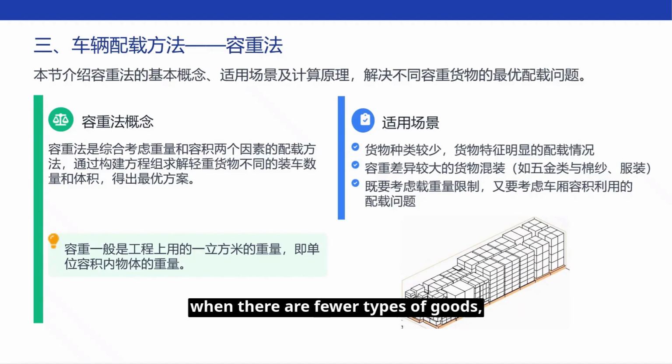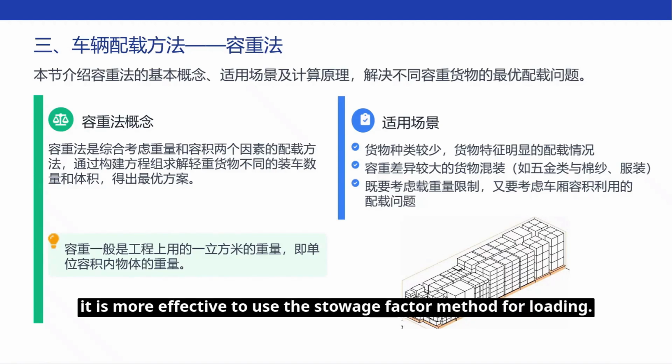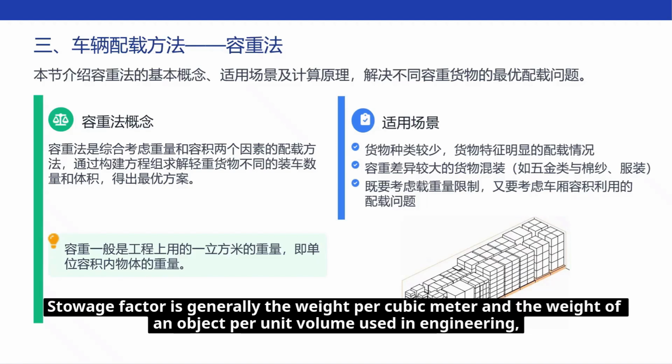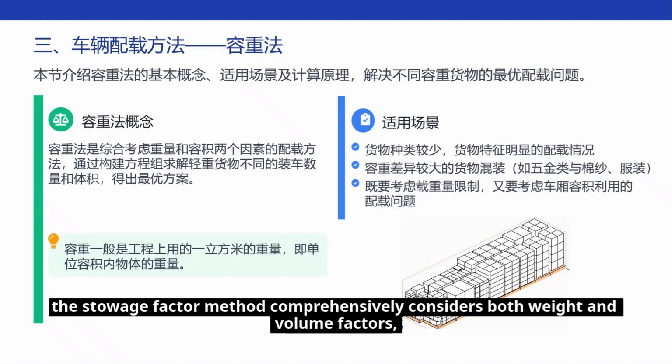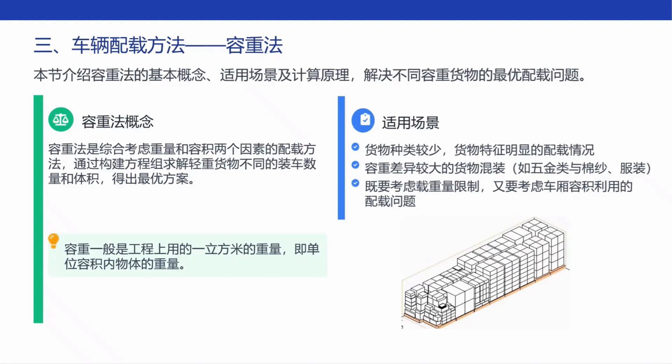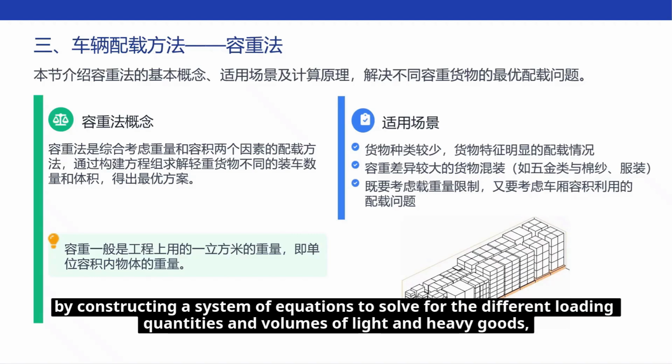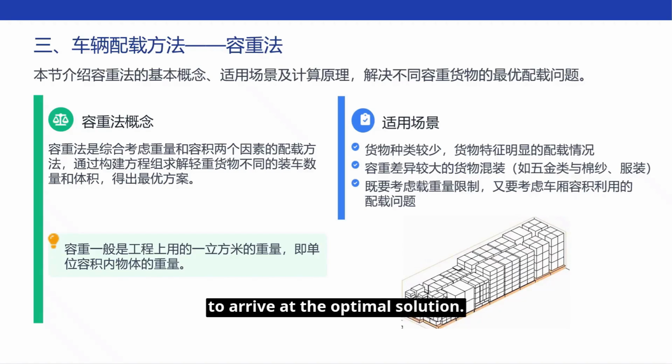Therefore, when there are fewer types of goods, and the characteristics of the goods are obvious, it is more effective to use the stowage factor method for loading. Stowage factor is generally the weight per cubic meter, the weight of an object per unit volume used in engineering. Therefore, the stowage factor method comprehensively considers both weight and volume factors. By constructing a system of equations to solve for the different loading quantities and volumes of light and heavy goods, we arrive at the optimal solution.